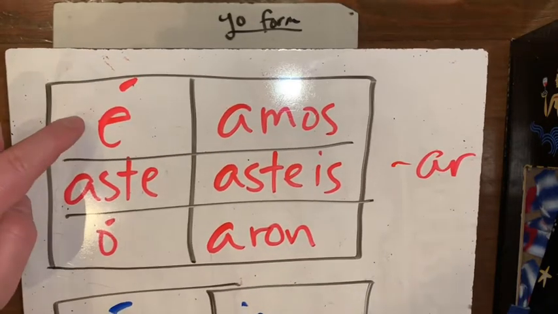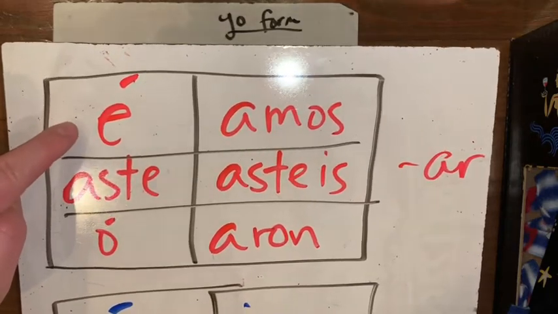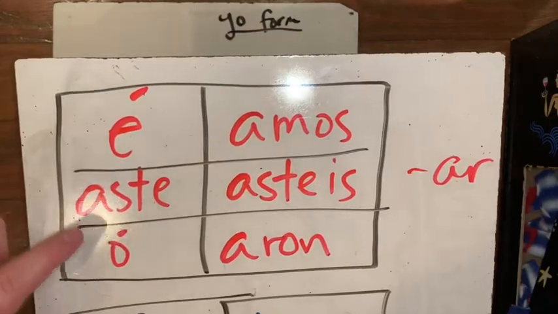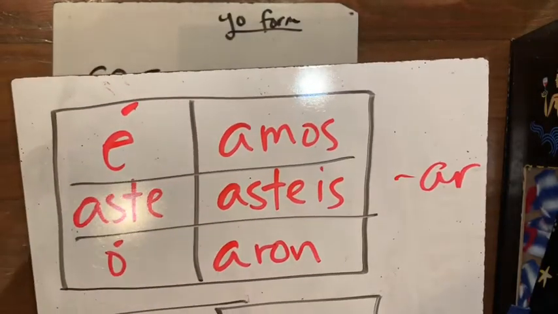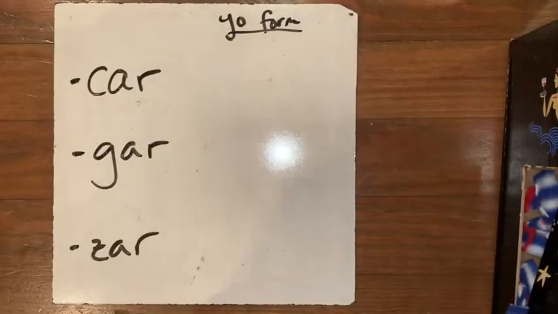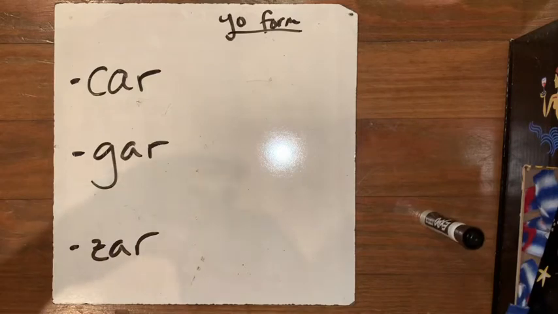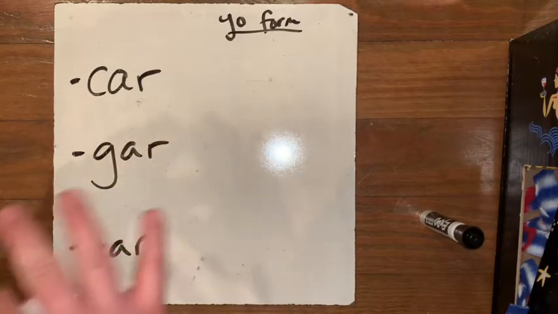Okay, so this is the yo form. This is the only form that's going to have something different with our cars, gars, and zars. So the rest of the forms are going to remain the same with no change at all. When we have our yo form, and this would be something that I could explain in more detail if you wanted a deeper explanation, if you're the type of person who wants why, but just for the sake of getting the notes down now, I'll just give you the basic change.